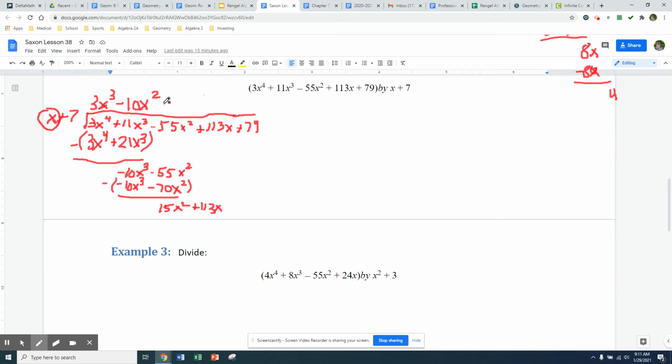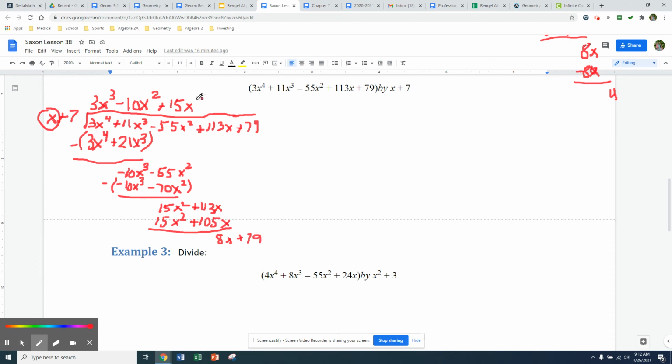Now, how could I multiply x to get to 15x squared? That's going to be a 15x. That's going to give me 15x squared. And then 15 times 7 is going to give me 105. Okay, subtract that out. We're going to get 8x. Bring down my next term, plus 79.